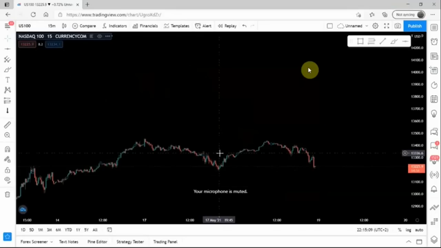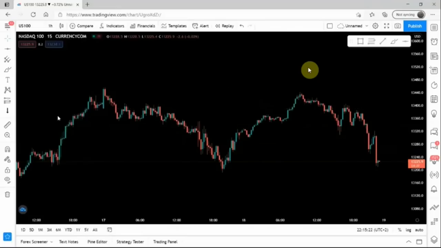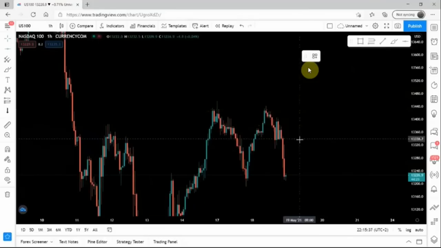So this is how I would work. I would work from 30 minutes, one hour being my highest. One hour would be my bias. This would give me my direction in the market, right? Let's say I wanted to now take this sell off over here. I would obviously just mark this territory, right? And then I would go to a 15-minute chart.